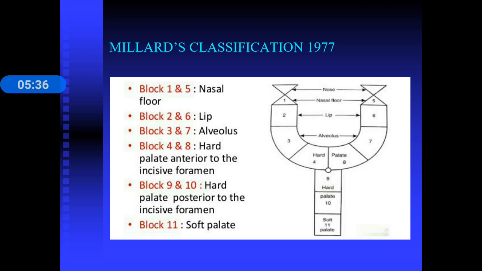Now there was Millard's modification of the Kernahan classification, which was popular in 1977. Here he added 2 more blocks, so instead of 9 blocks you have 11 blocks. He added the blocks 1 and 5, which are represented as 2 opposing triangles. The upright one represents the nasal floor, and the upside down one represents the nose.